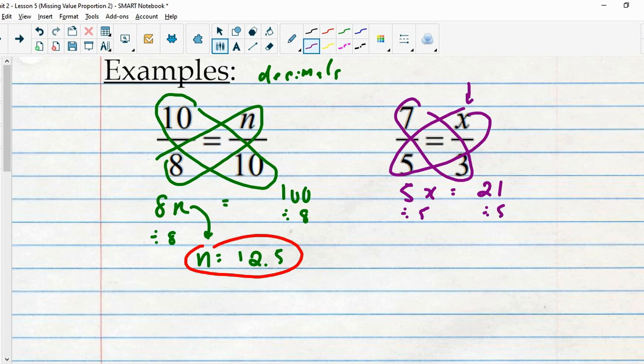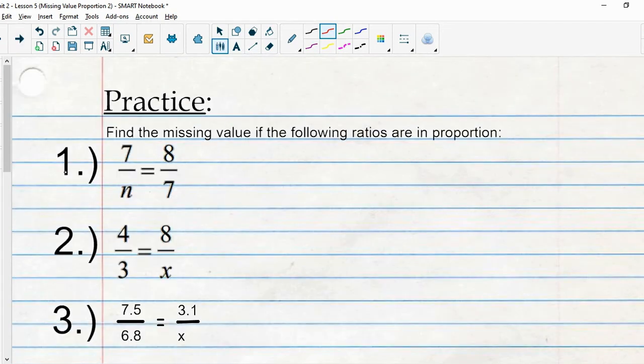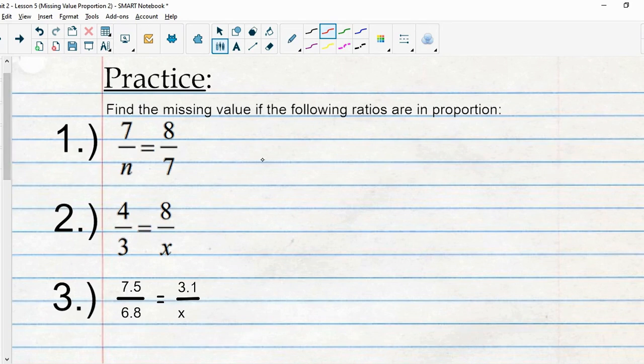All right, what's 21 divided by 5 on your calculator? All right, so let's see. All right, I got 4.2. So should you. So the missing value and the answer is 4.2. Okay, all right. Now, right now, press pause and try these 3 questions. And then when you're done, I will go over each and every one of these with you. Okay, so press pause right now.